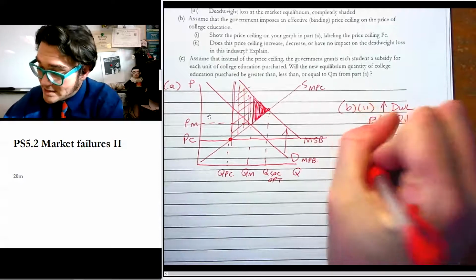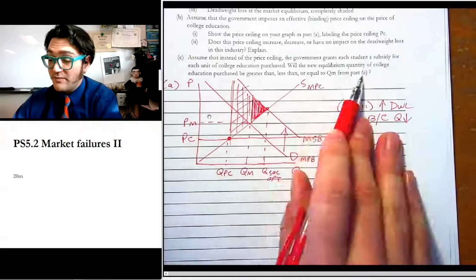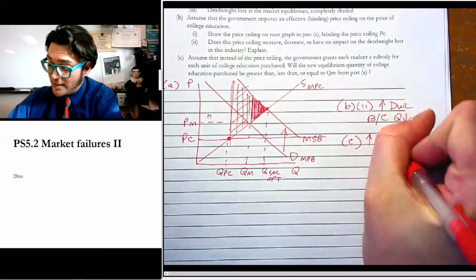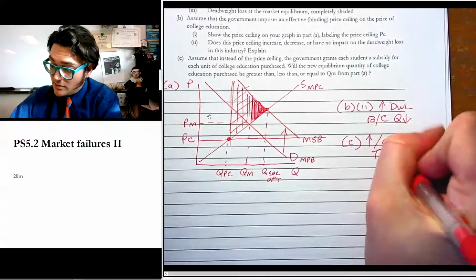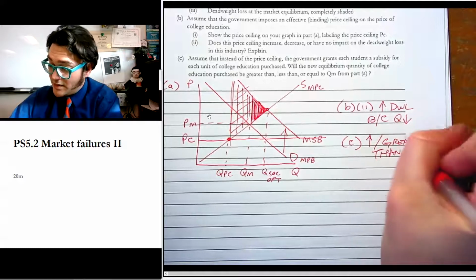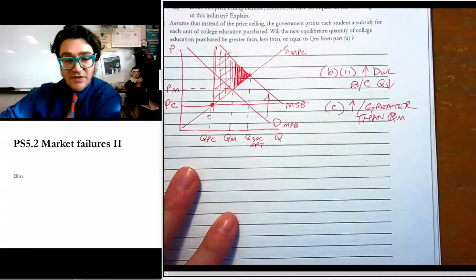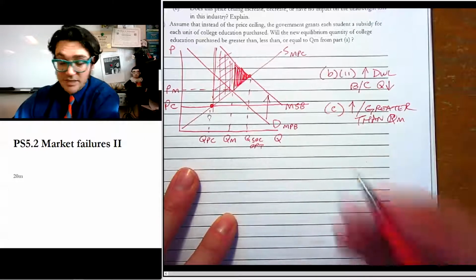So we would say C, will the new equilibrium quantity be greater than, less than, or equal to QM from part A? It should be greater than, right? Greater than the QM. And that's just the idea that a subsidy would shift that demand curve to the right, or vertically up to where it is. And that's just how they would work.